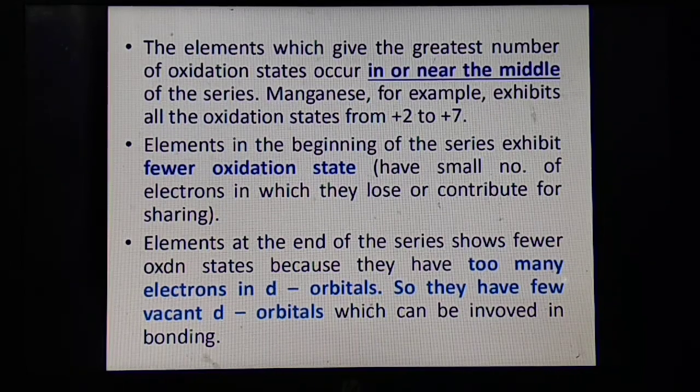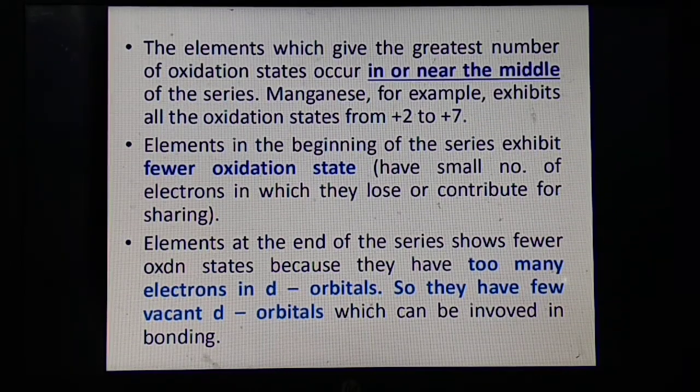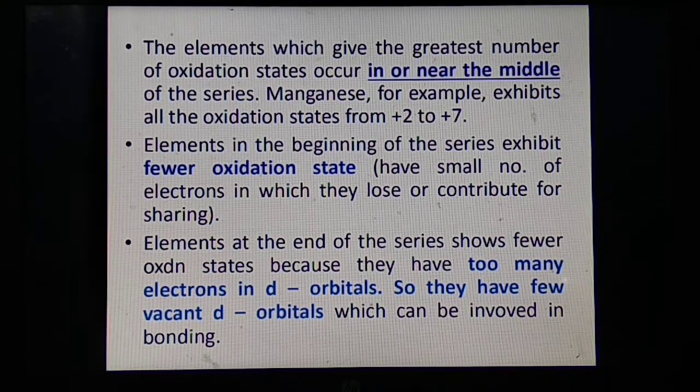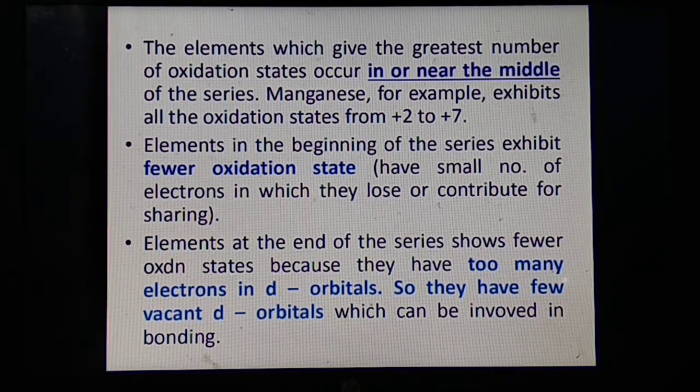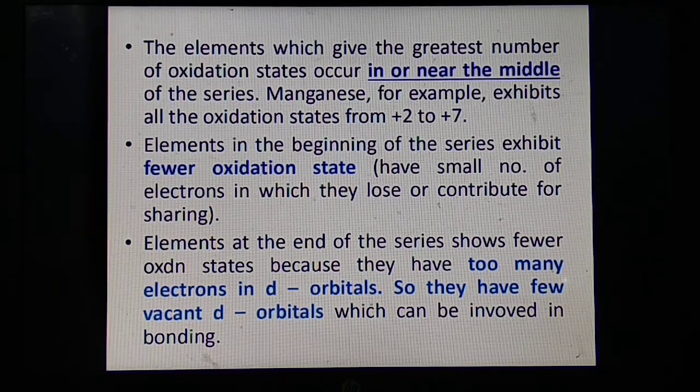One question is coming in the board examination, my dear children. Name the element in the 3d series which shows the maximum oxidation state. The answer is manganese, plus 2 to plus 7. And which element shows the minimum oxidation state? That is scandium.